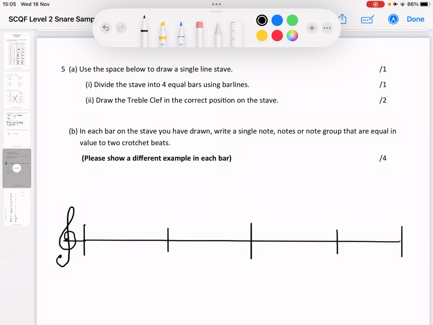In each bar you've drawn, write a single note or notes or group of notes that are equal in value to 2 crotchet beats. So it's asking for 2 crotchets. If you think of your time signatures, the top number tells you the amount of beats per bar, so it's telling you it's 2. The crotchet beats are quarter notes, so the fractional value of the crotchet is a quarter. We can safely establish that you want us to write out a 2/4 here.